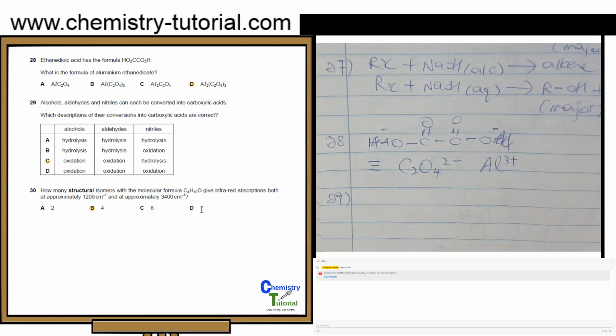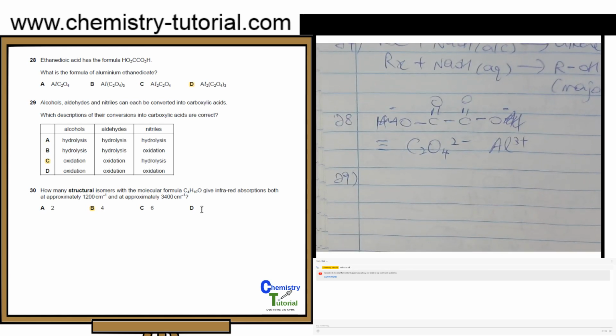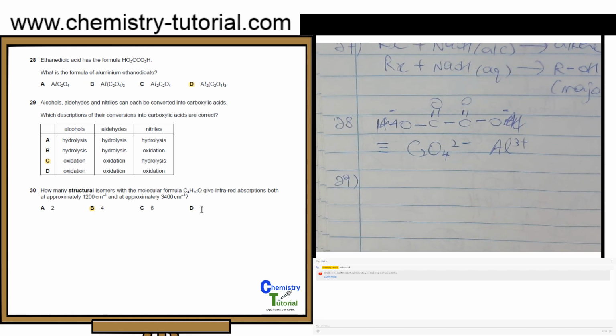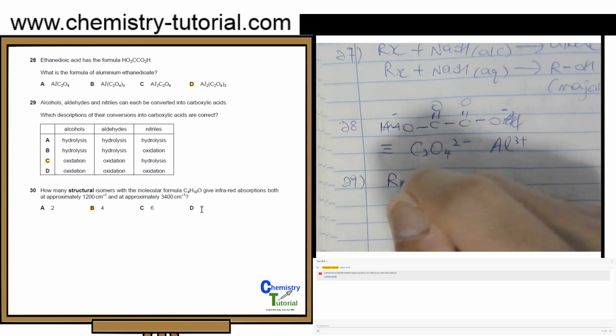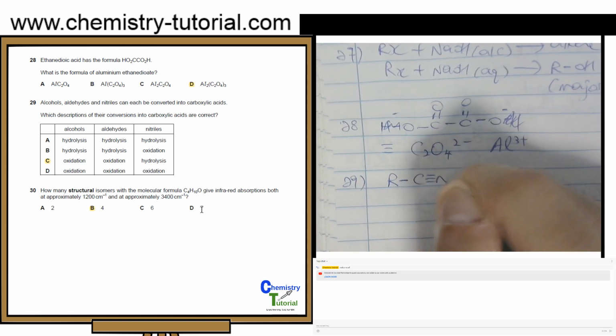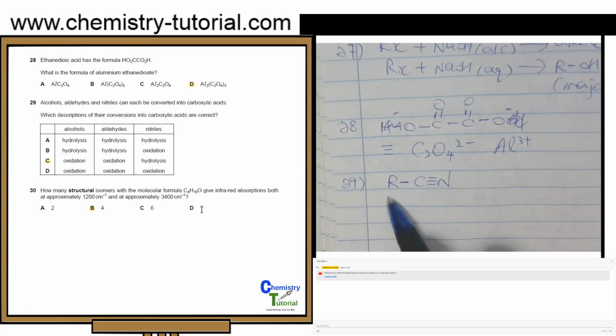For question 29, alcohols, aldehydes, and nitriles can each be converted into carboxylic acids. Which descriptions of their conversion into carboxylic acids are correct? Well, alcohol can be oxidized to become a carboxylic acid. Same goes for aldehyde. So the answer can only be option C and D. For nitrile, how does a nitrile look like? R, C, triple bond N. The R is an alkyl group.